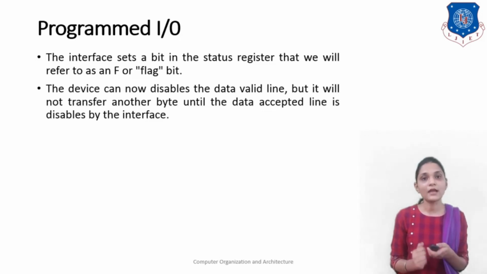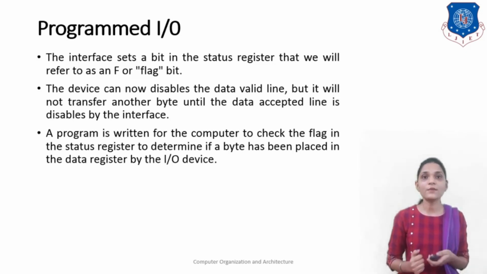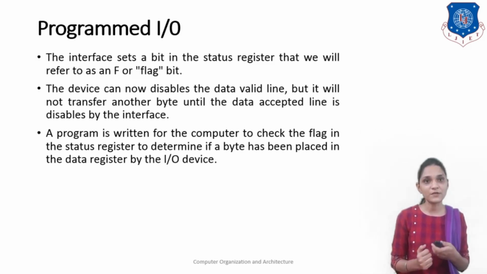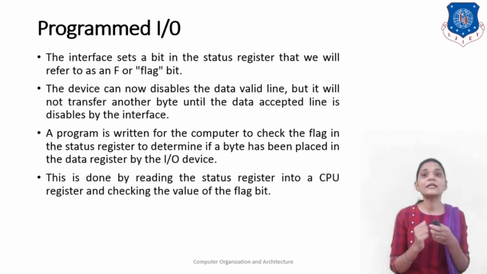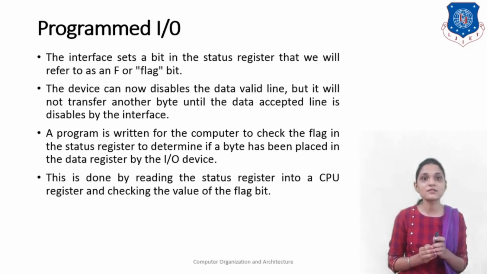The device can now disable the data valid line, but it will not transfer another byte until the data accepted line is disabled by the interface. So the program is written for the computer to check the flag in the status register to determine whether a byte has been placed in the data register by the IO device or not. This is done by reading the status register into a CPU register and checking the value of the flag bit after each and every instruction.